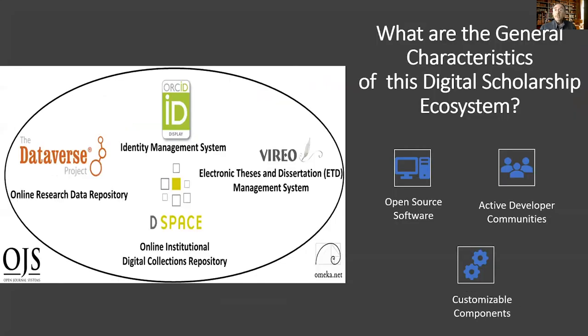What are the general characteristics of this digital scholarly system that I'm describing? Well, one, open source software. Two, active developer communities, and three, customizable components. So this is a system suitable for any university or research institution that is looking to build this type of system.